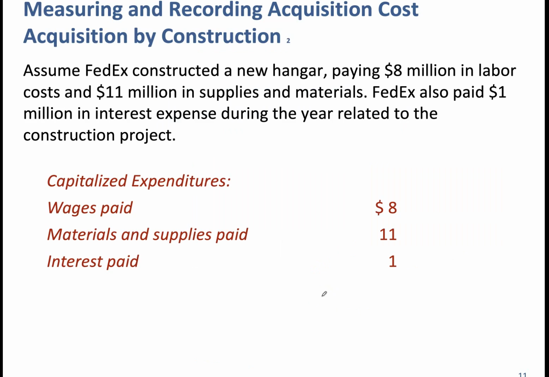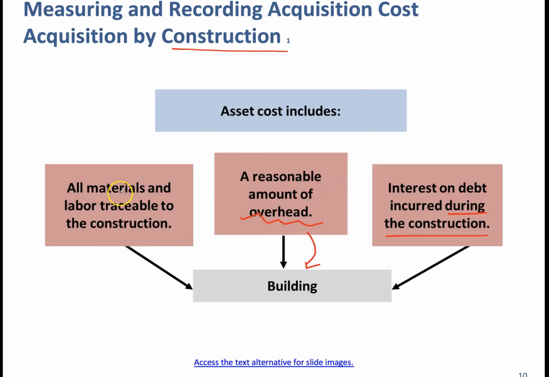So here is an example. FedEx constructed a new hangar. They paid $8 million in labor, $11 million in supplies and materials. They also paid $1 million in interest expense during the year related to the construction project. So all these meet what we just discussed.